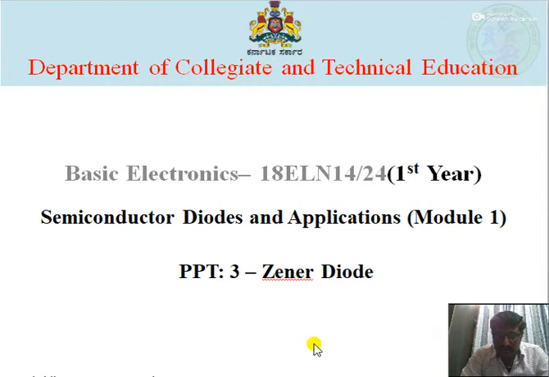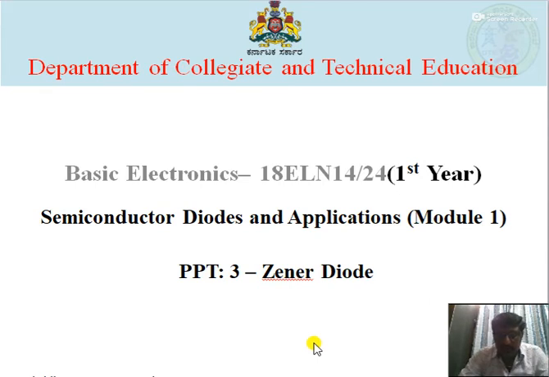So this is the third session for your basic electronics, module 1, that is semiconductor diodes and applications. In the previous two sessions we have discussed the diode and biasing of a diode. In this session 3 we are going to discuss the Zener diode.